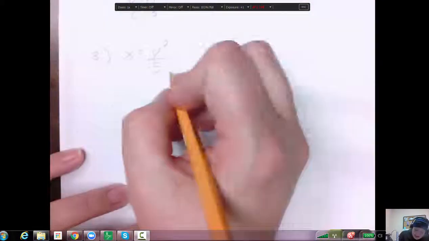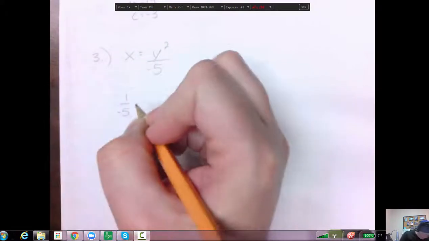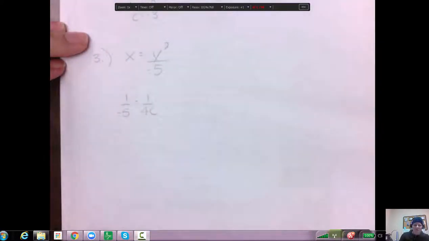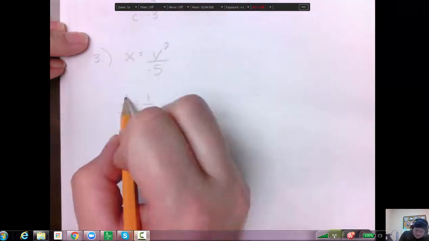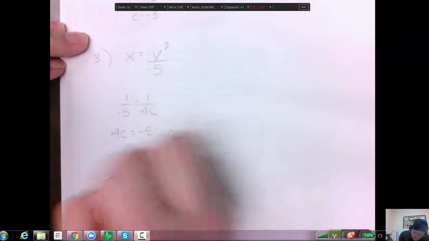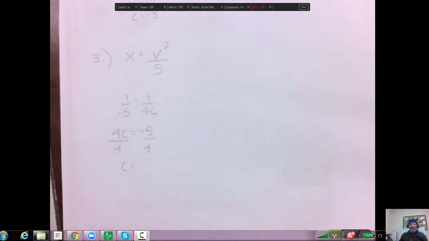All right, so this one, we still know, you could think of it as 1 over negative 5 is our a, even though it's now in the x equals form. So we know 1 over negative 5 is going to equal our 1 over 4c. That's the way we find our 4c there. So 4c times 1 is 4c. Negative 5 times 1 is negative 5, and you divide, and this one is going to give us a decimal. So we could leave it as negative 5/4, or you could divide it.